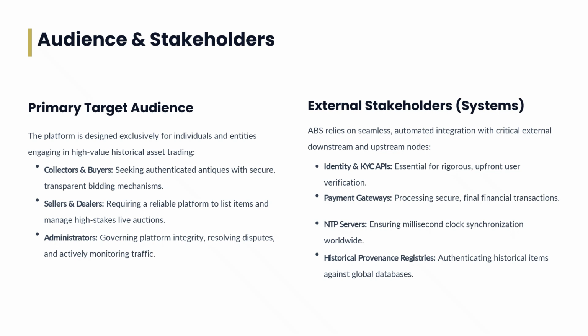Next is the NTP server. NTP, also known as Network Time Protocol servers. Our system will rely on this server to ensure the internal time is perfectly synchronized. Lastly, we have the historical provenance registries. So the ABS will cross-reference museums to ensure that the antique is not a stolen item or counterfeit.